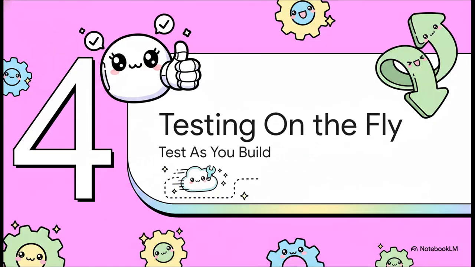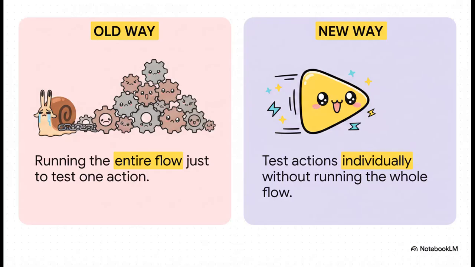All right, Section 4. Let's talk about testing on the fly, because checking your work just got incredibly frictionless. If you've built automations before, you know the absolute pain of the old way. You've got a massive 20-step flow, and you just want to see if step 15 is formatting an email right. You used to have to run the entire thing from the beginning, triggering dummy data, just to test that one step. Well, the new way scraps that completely. Now you can test individual actions natively right in the UI with a single click of a play button.